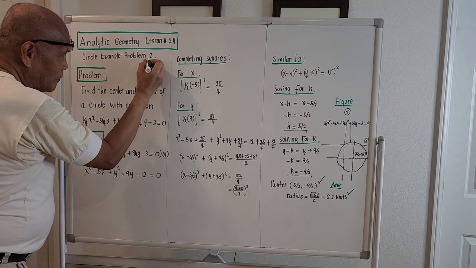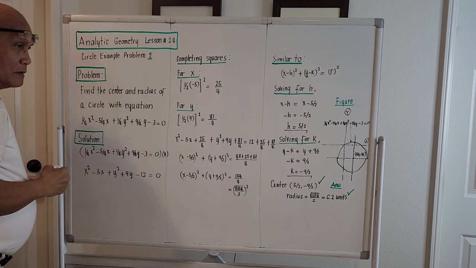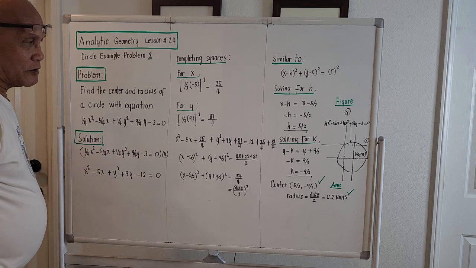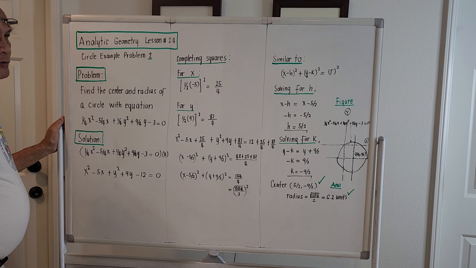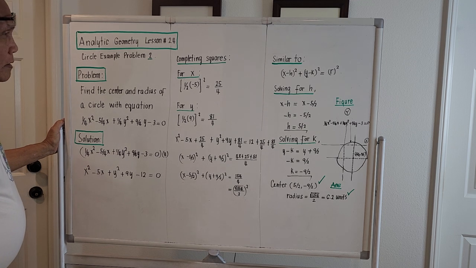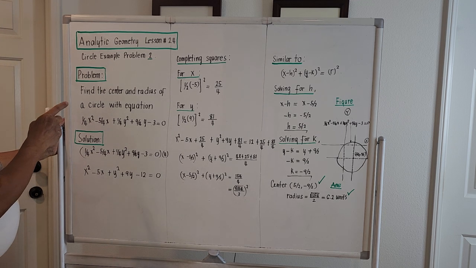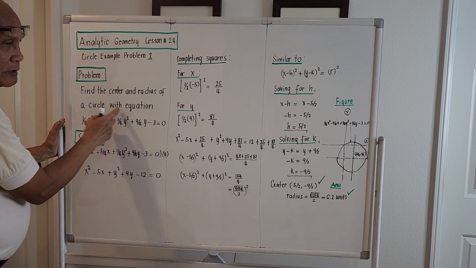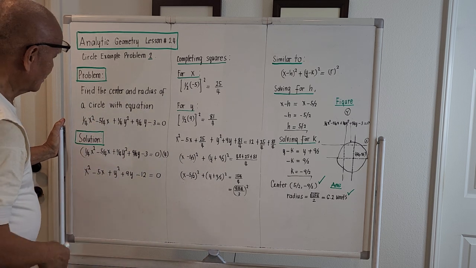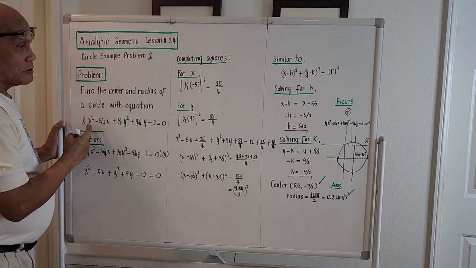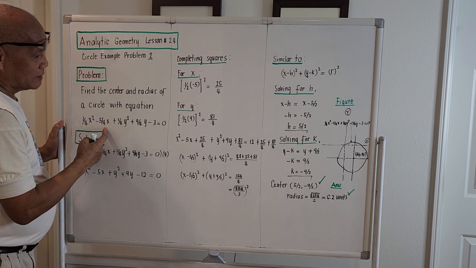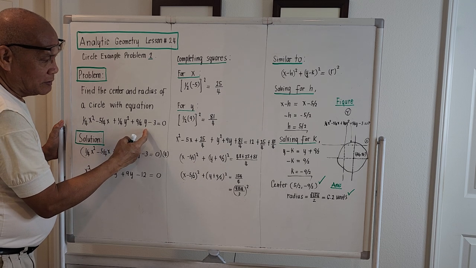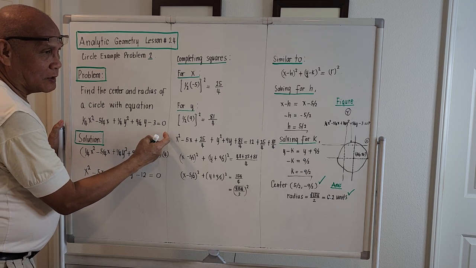This will be the second problem with regard to the application of the concept of the study of a circle. Okay, I will try to read the problem. Find the center and radius of a circle with the equation. The given equation is 1/4 x squared minus 5/4 x plus 1/4 y squared plus 9/4 y minus 3 equal to 0.